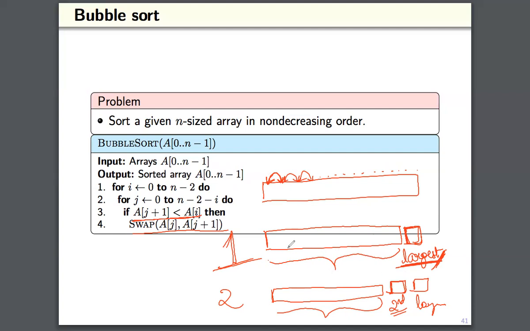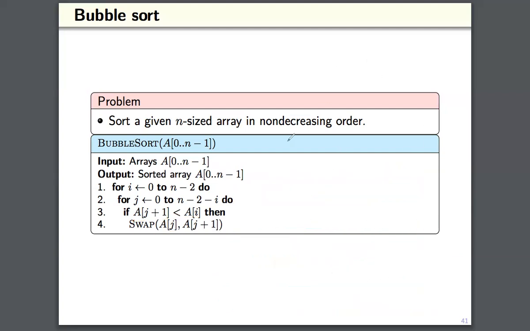Why is it called bubble? The largest element is bubbling up or down, whichever way you think of it. So this is called bubble sort.